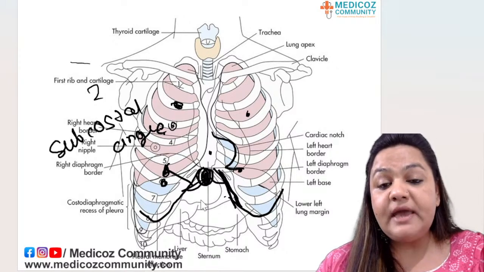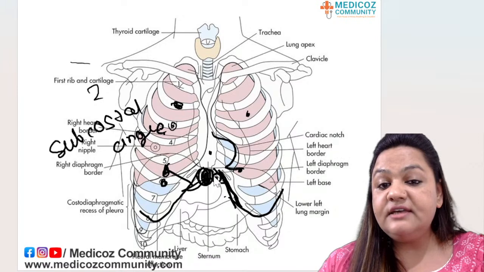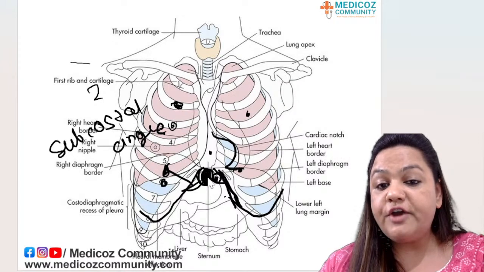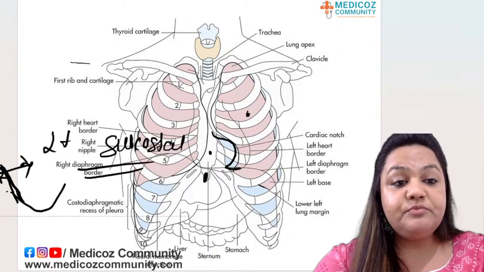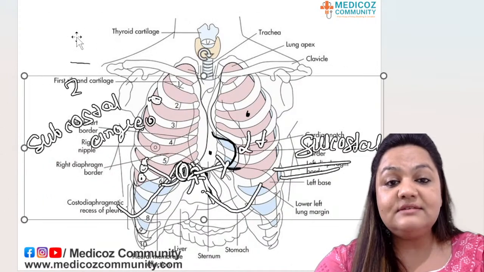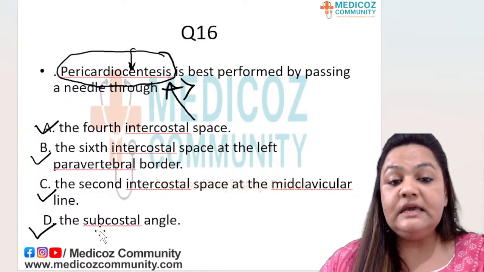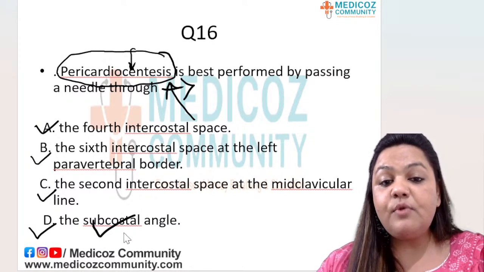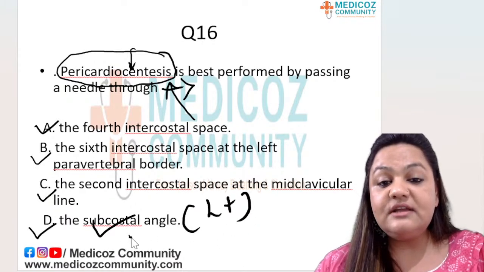To approach pericardiocentesis, we use the left side, and the safe area is just to the left of the xiphoid process, this area here. At this point the angle is called the left subcostal angle. This is the area where we will perform this procedure, which is called pericardiocentesis. So we use option D, the subcostal angle, especially the left subcostal angle. This is the right answer.